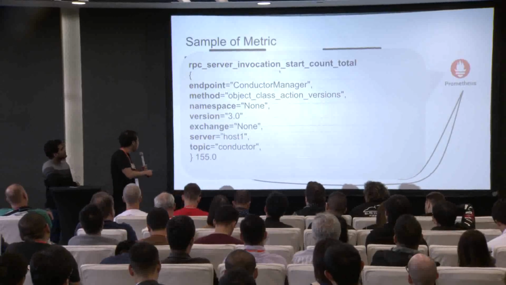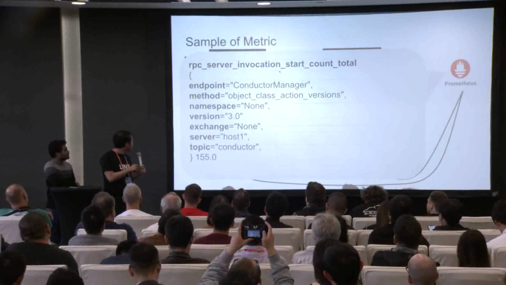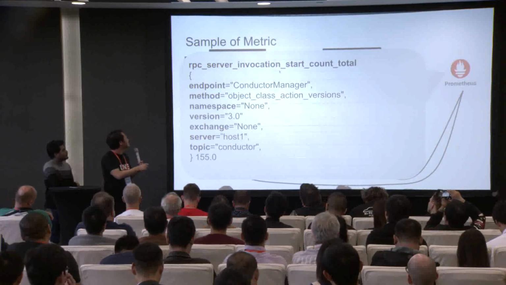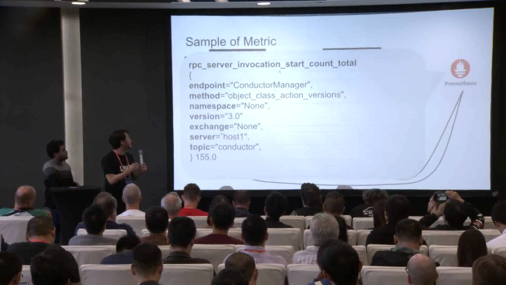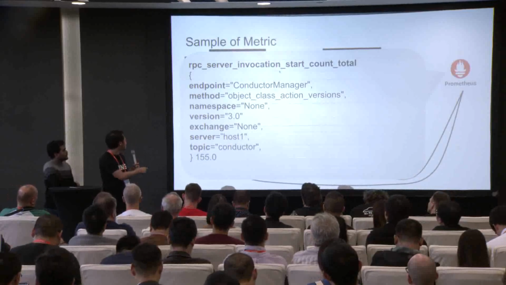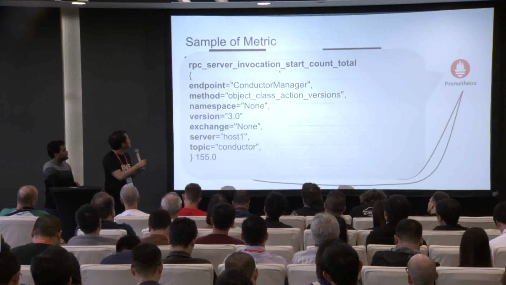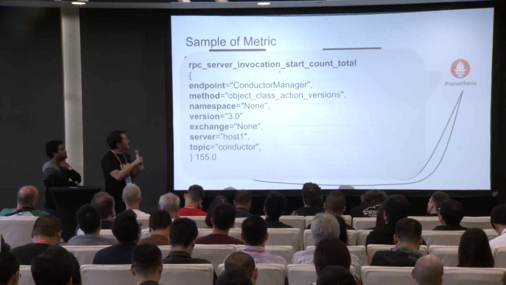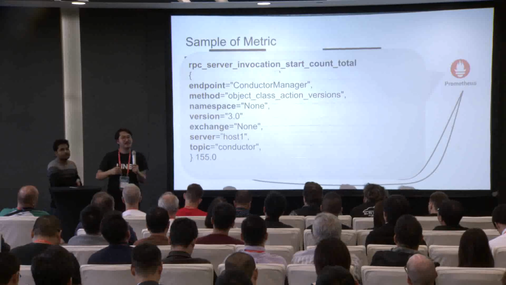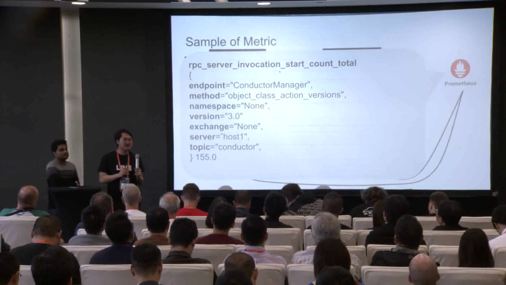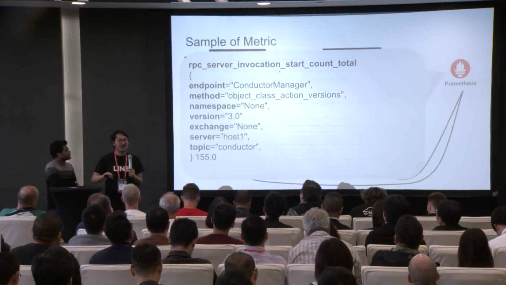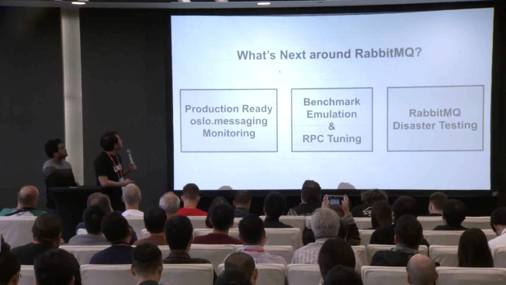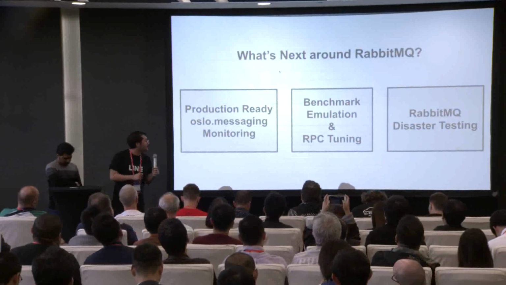And the last value, 155, indicates how many times this conductor manager's object class action versions method was evaluated. In this example, we can see that conductor manager object class action versions was evaluated 155 times. As you can imagine from these samples, this metrics activity also helps us understand how exactly OpenStack processes communicate with each other under pressure and at such a large scale. So this is the last slide of today's session.